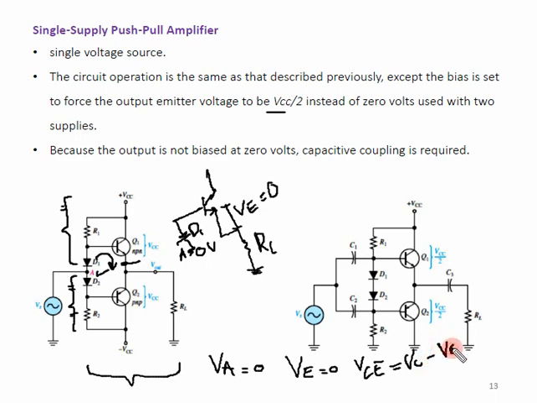Okay, so what is VE? VE is 0, you can put the value VE is 0. Okay, and what is VC? VC is over here, which is VCC. So it means that VCE comes out to be VCC. This thing comes out to be very simple.